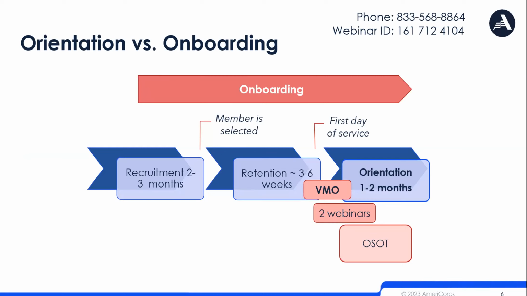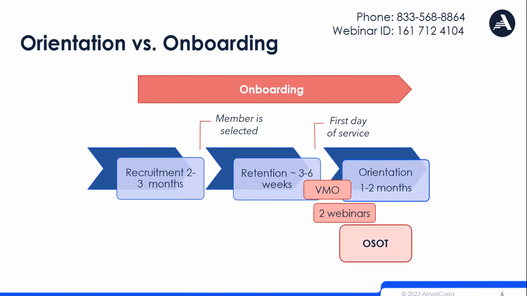The first part of orientation for AmeriCorps members provided by AmeriCorps itself is what's called Vista Member Orientation, or VMO. VMO is made up of e-learning modules that are found on the Vista campus, and then 2 live webinars that are hosted by us here in the Vista training unit. Candidates are asked to begin their VMO e-learning about 2 weeks before their start date.